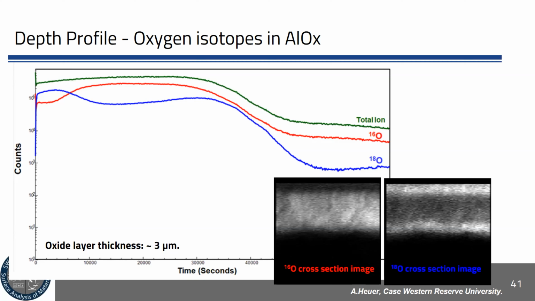And again, with this, I could generate a 3D image, but I could also obtain a cross-sectional image of each species shown here. And you could do the same profiles for XPS and AES as well.